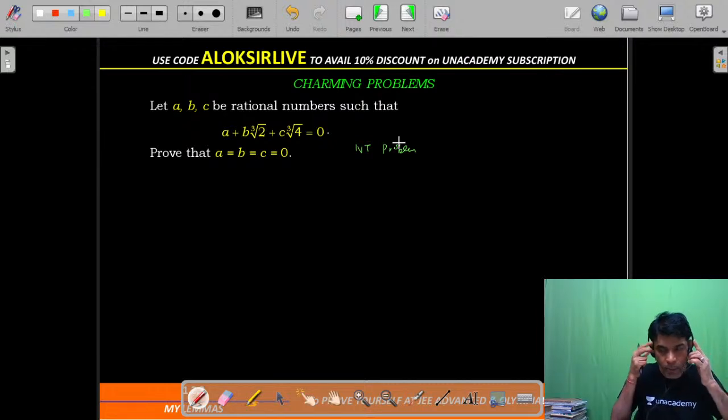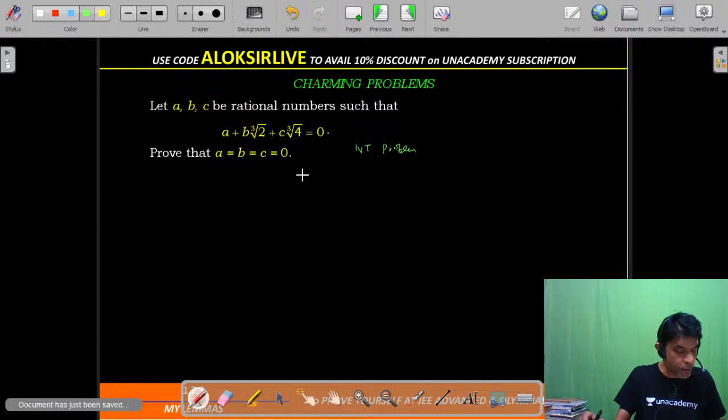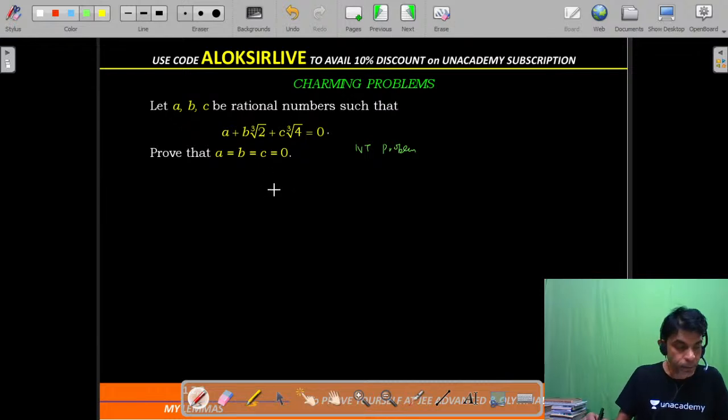So this is a number theory problem. Anyone can give an idea in the chat box, how you plan to do this number theory problem. Admittedly, it's a good problem.